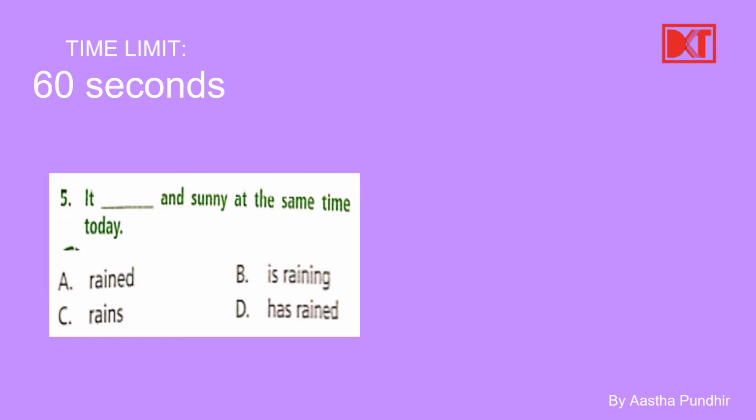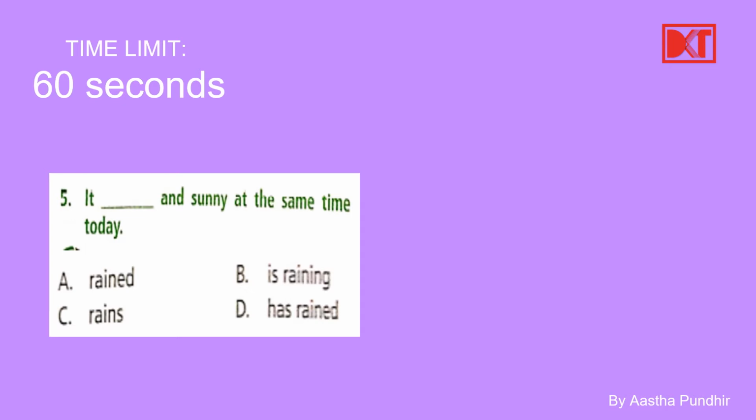Now here the next question says, it dash and sunny at the same time today. The options: A, it rained and sunny at the same time today. B, it is raining and sunny at the same time today. C, it rains and sunny at the same time today. D, it has rained and sunny at the same time today.